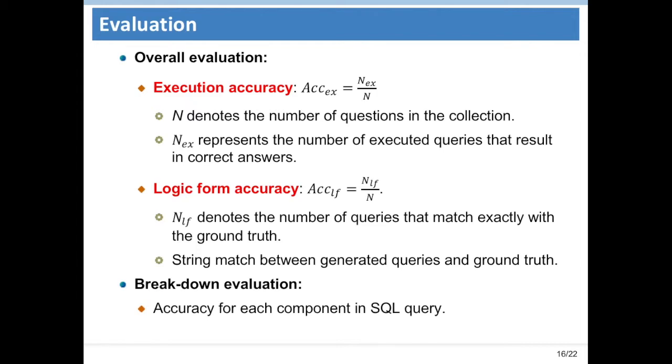Execution accuracy represents the percentage of predicted queries that provide correct answers. However, it is possible that an incorrectly predicted query leads to correct answers. To overcome this disadvantage, we can use the logic form accuracy. It is the string matching accuracy between the generated queries and the ground truth. In addition, we can also evaluate the performance of each component in SQL queries and get the breakdown evaluation.